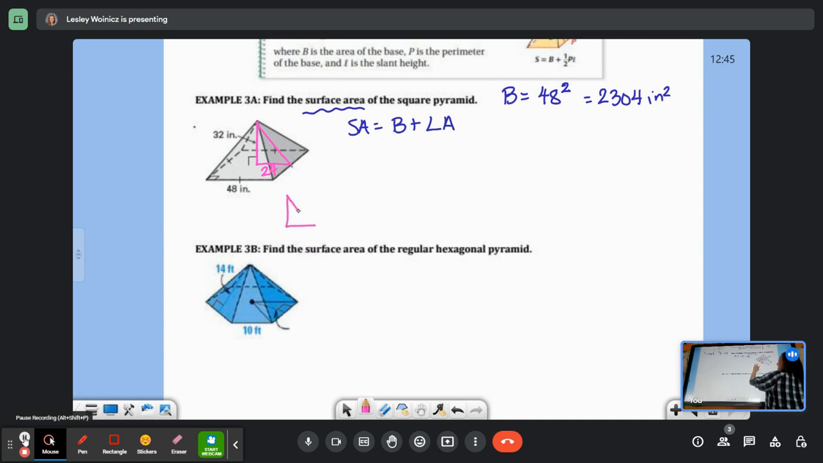So what is 24 divided by 8? All right, stay with me. 24 divided by 8 is? 3. 32 divided by 8 is? 4, which makes this a 3, 4, 5 right triangle. Okay, everybody sees it? Yep. So if I'm multiplying my 3, 4, 5 right triangle by 8, what is my L, my slant height? 40. Because it's 5 times 8. Good. So my L is 40.